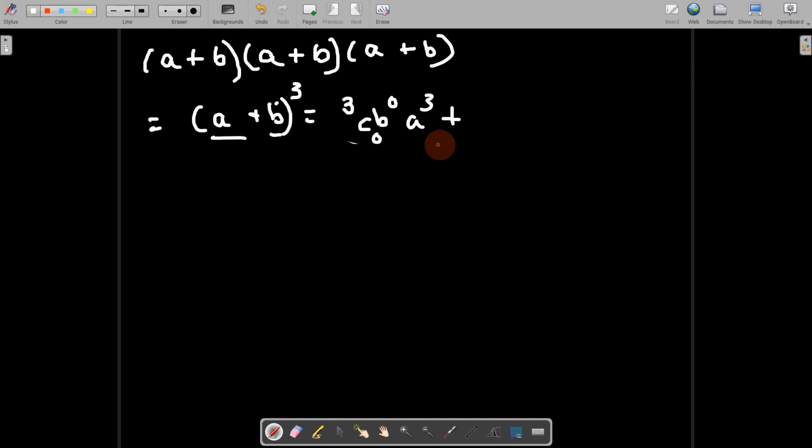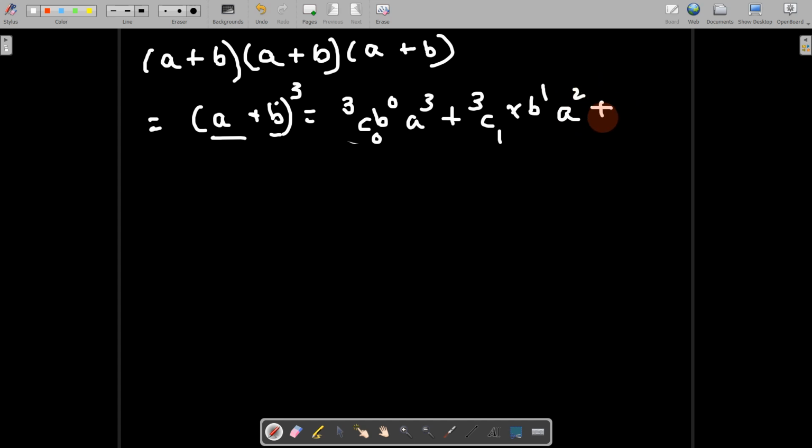Then another possible way the kids can choose is two kids out of three choose option A and one kid chooses option B. So in how many ways out of three kids can we select one kid? 3 choose 1, because one kid has chosen option B. So out of three, we can choose one kid in 3 choose 1 ways, into B power 1, and the remaining kids have chosen A as their topping.